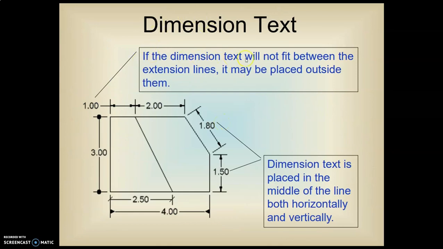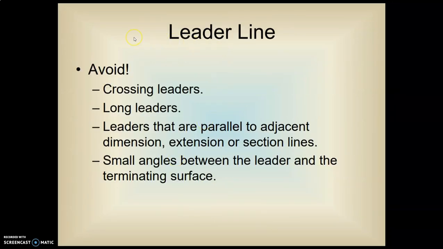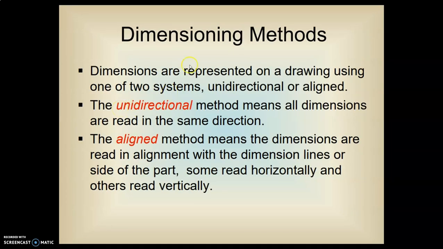Dimension text. If dimension text will not fit between the extension lines, it can be placed outside of them, like here. Dimension text is placed in the middle of the line, both horizontally and vertically. Leader lines: avoid crossing leaders. Avoid having long leaders. Avoid leaders that are parallel to adjacent dimension, extension, or section lines. Be careful of small angles between the leader and the terminating surface.